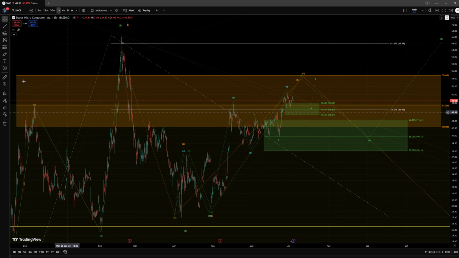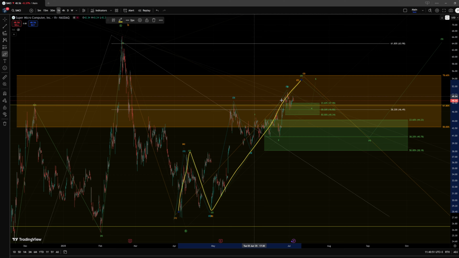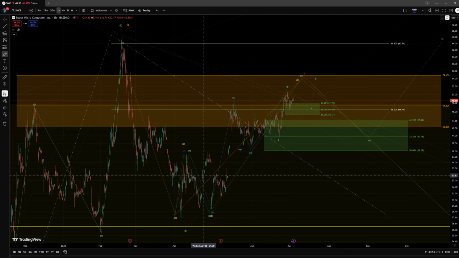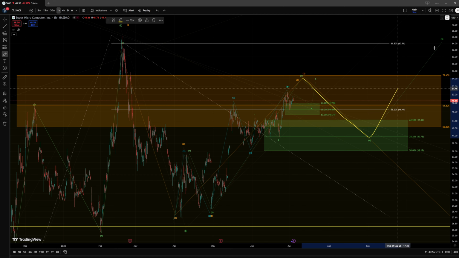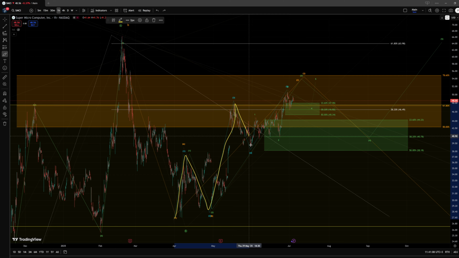In the green scenario we had a wave 1 up, a wave 2 down, a third wave to the upside that could still be ongoing. We will discuss that later. And then we would have a fourth and a fifth, which should help us finish the C wave and take us higher. Now we also have the blue scenario in which we have a wave 1 up, a wave 2 down, a wave 3 up, a wave 4 down, and the fifth wave to the upside.